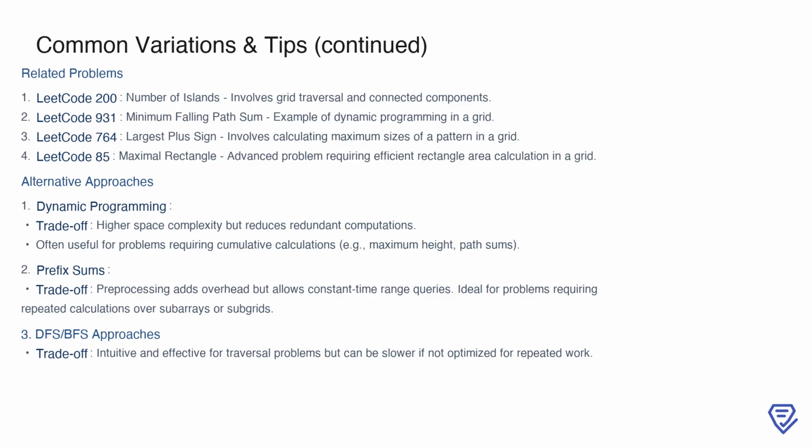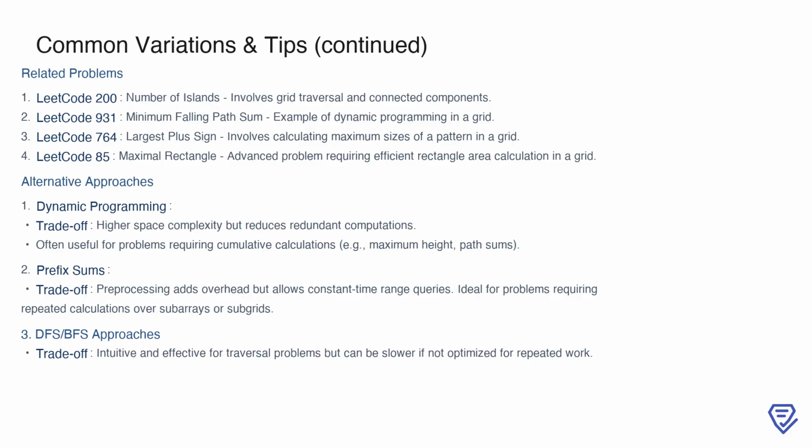To strengthen your understanding, you can explore related problems that share similar themes. For instance, LeetCode 200, Number of Islands, involves grid traversal and connected components. LeetCode 931, Minimum Falling Path Sum, is a good example of applying dynamic programming in a grid. Another interesting challenge is LeetCode 764, Largest Plus Sign, which focuses on finding the maximum size of a specific pattern in a grid. Finally, LeetCode 85, Maximal Rectangle, is an advanced problem requiring efficient calculations of rectangular areas within a grid. Beyond related problems, it's also worth exploring alternative approaches.